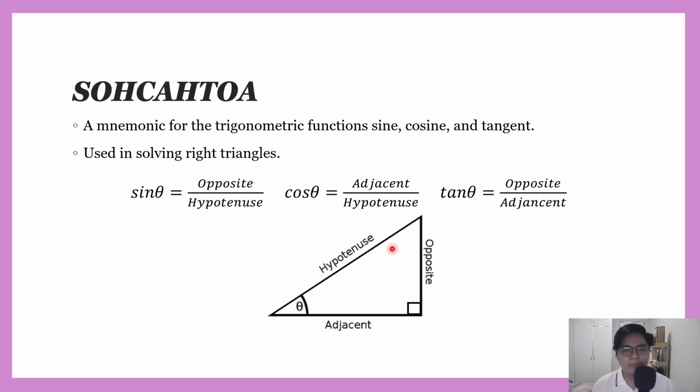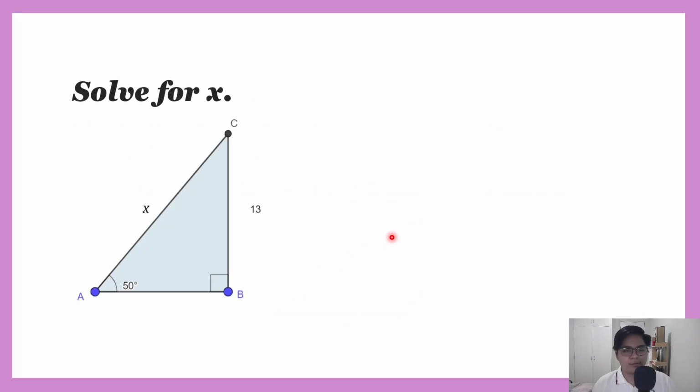With all that in mind, we'll now solve problems using SOHCAHTOA. Solve for x. We first determine which part of the triangle x is. Referring to this figure, x is the hypotenuse because it is the longest side. Theta is located here, meaning 13 is the opposite leg, and this one is the adjacent side. Now, which one in SOHCAHTOA are we going to use in solving for the hypotenuse, considering that the opposite side is given and theta is also given?